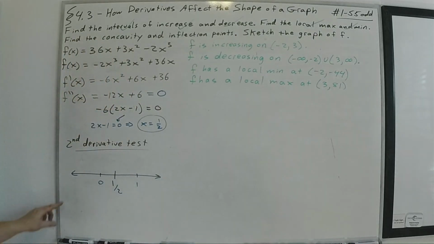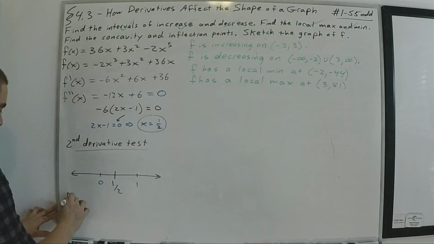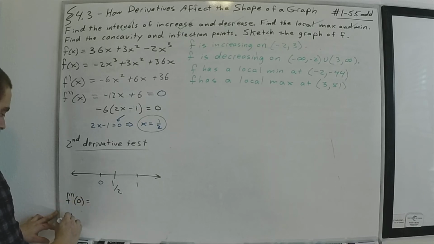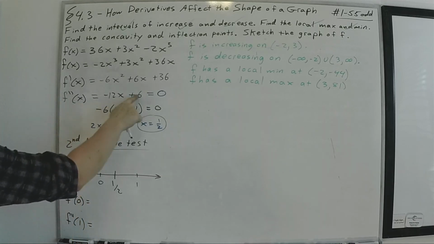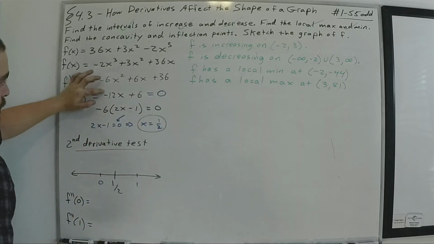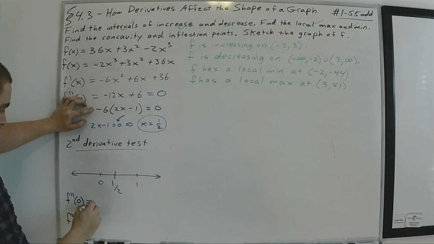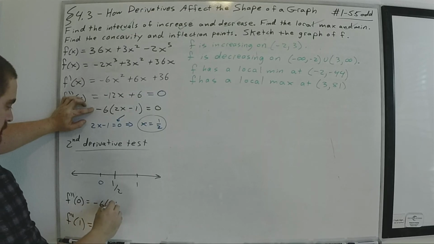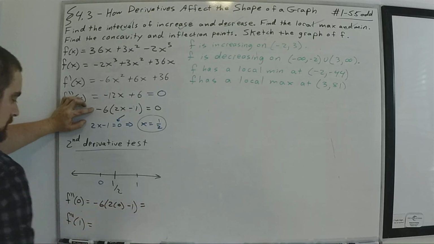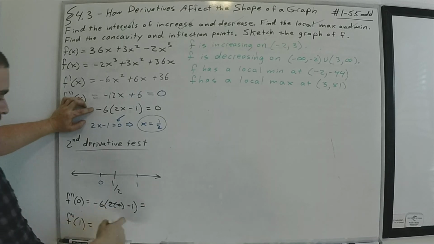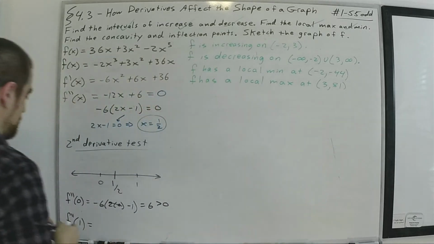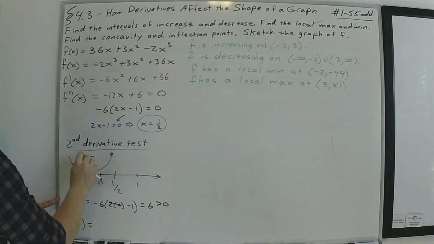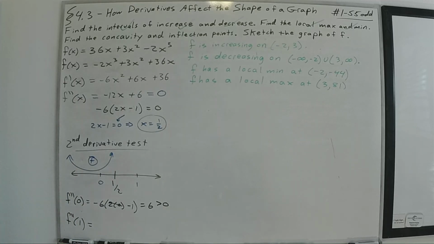And I'll test them using the second derivative. So f double prime of 0 and f double prime of 1. Again, second derivative test. So I'm testing the second derivative, which means I go back, and it doesn't really matter, but I'll use the factored form again. It will give us the same information. Negative 6 times 2 times 0 minus 1 is equal to negative 6 times negative 1, which is positive 6. So I know that I must be concaving up, since my second derivative is positive on that interval.